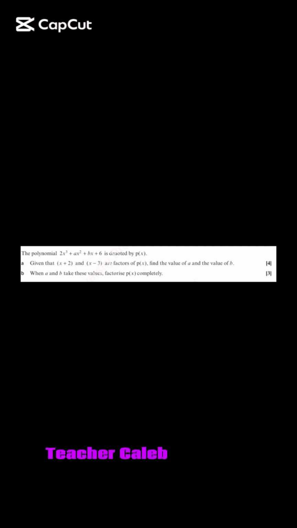Today I want us to solve this question on polynomials, where the question says that the polynomial 2x cubed plus ax squared plus bx plus 6 is denoted by p of x. Question A says that given that x plus 2 and x minus 3 are factors of p of x, find the value of a and the value of b. Question B asks us, when a and b take these values, to factorize p of x completely.